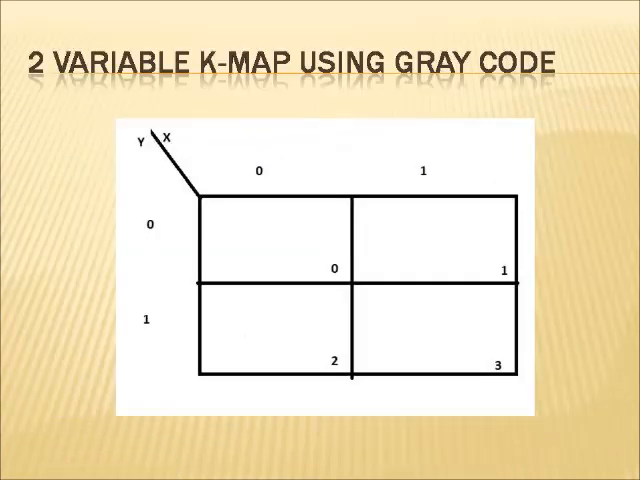Here you can see the 2 variable K-map. Here I am using the gray code for representing the x and y values. Please see that: for y bar it is 0, y it is 1. For x bar it is 0, x it is 1.